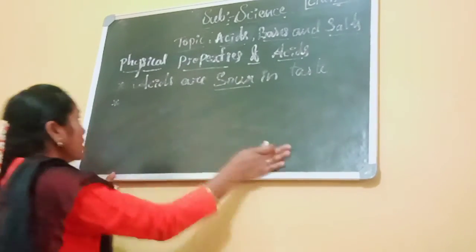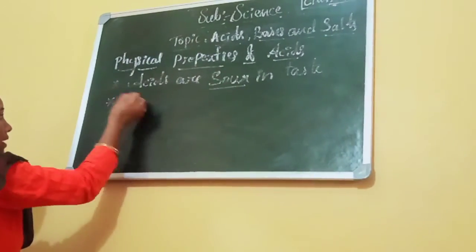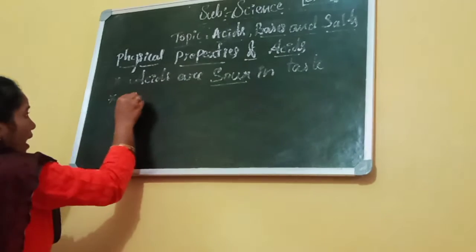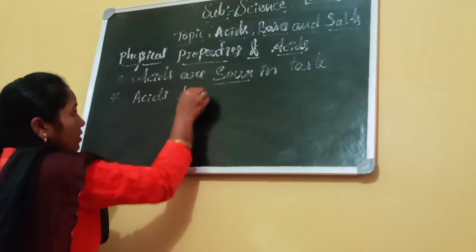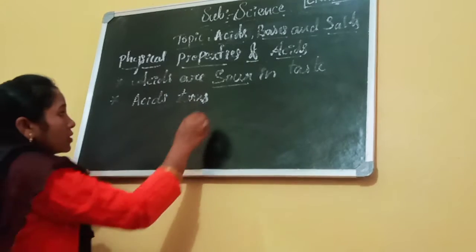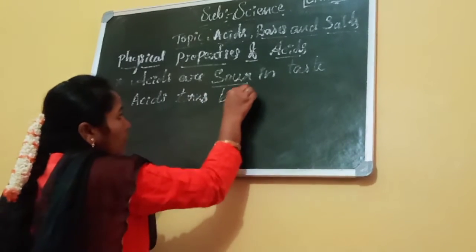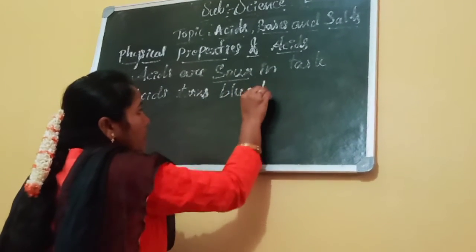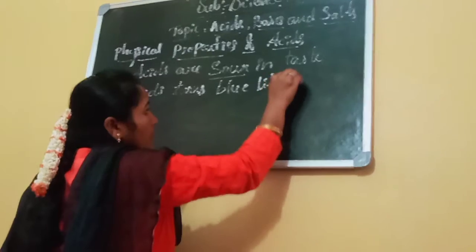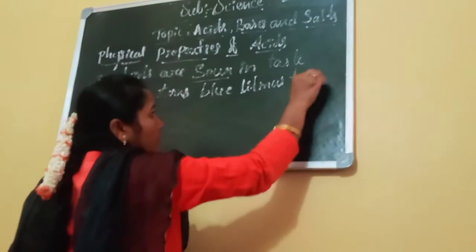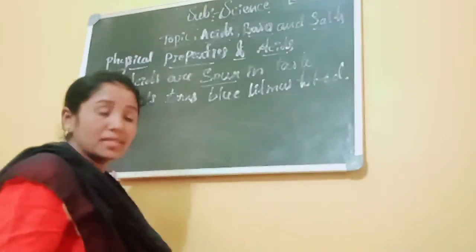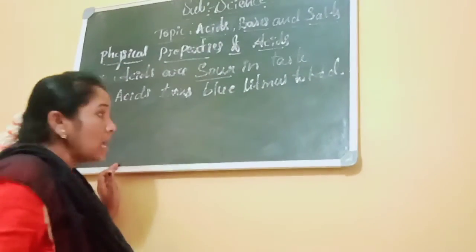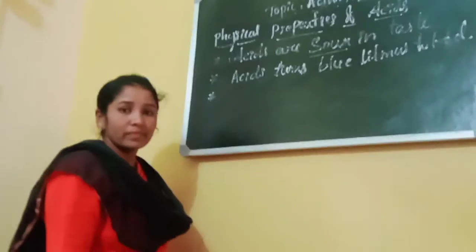So that is the next property: acids turn blue litmus to red. Acid turns blue litmus to red litmus. That is acids.